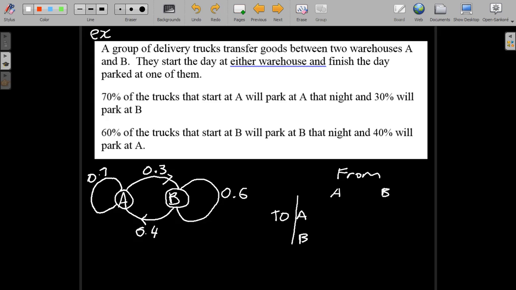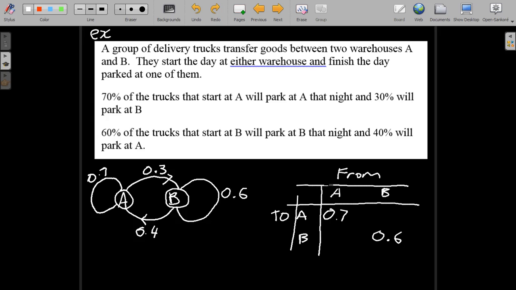Okay, so that's writing the information as a diagram. It might be useful to look at how to do that as a table. So if we started at A in the morning and end up at A, what's the chance of that happening? Well, 0.7, because we start at A, end up at A, there's a 70% chance. Well, 70% of the trucks do. If they start at B in the morning, end up at B, we've got 60% of those trucks.